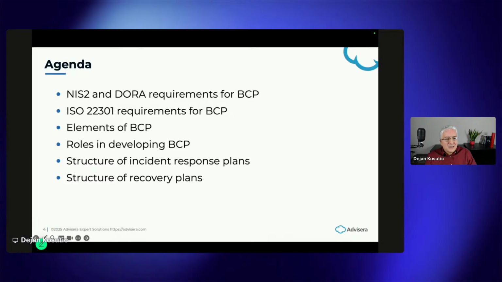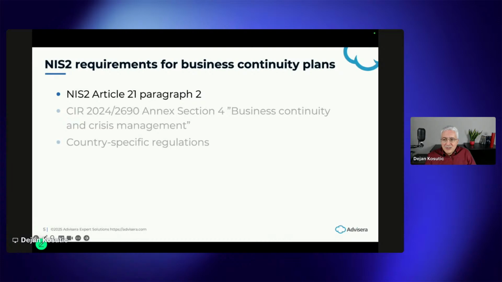Okay, right. Now let me go first to NIS2 requirements. As you probably know, NIS2 is a European cybersecurity directive, which focuses on critical infrastructure companies. There are 18 sectors specified in NIS2. But what is important is that NIS2 does mention business continuity. So I'll show you this now. As you can see, this is Article 21, paragraph 2.